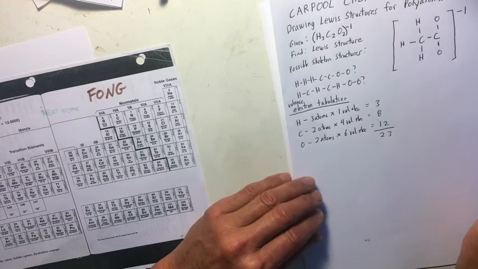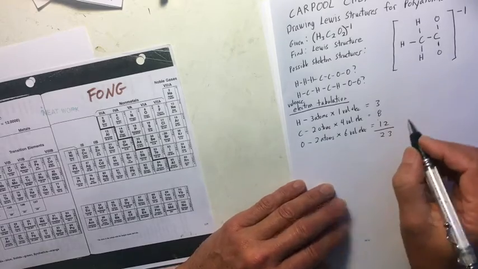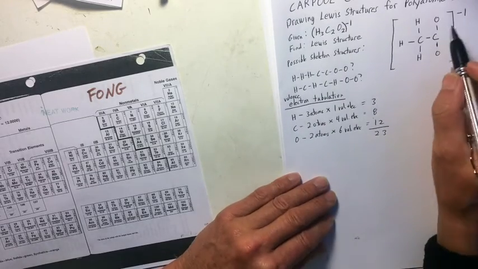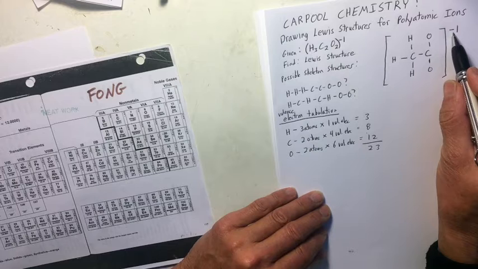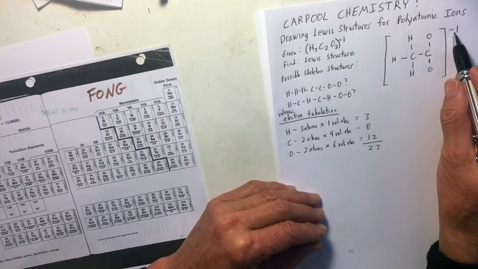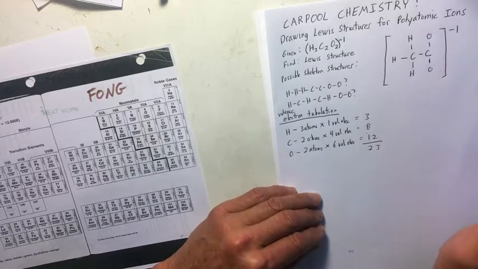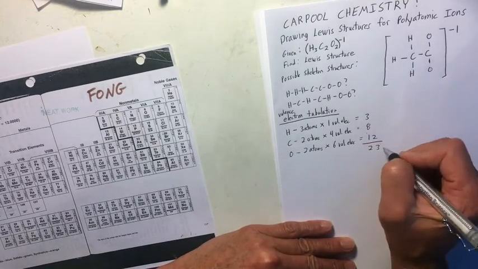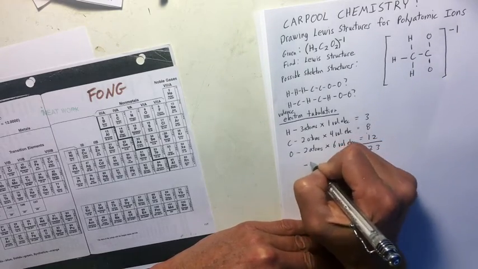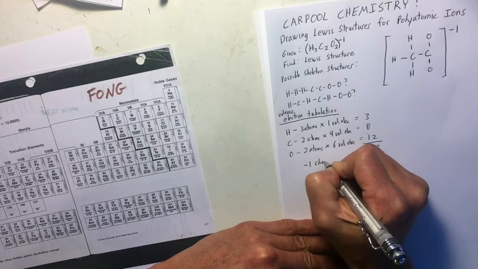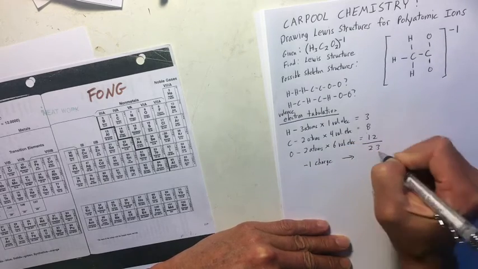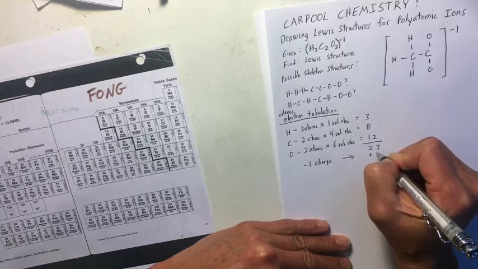23 valence electrons. Now we must take into account the fact that it somehow gained an extra electron along the way, perhaps from sodium who wants to give away an electron, or potassium. And so let's take that into account. A -1 charge means that it gained an electron.